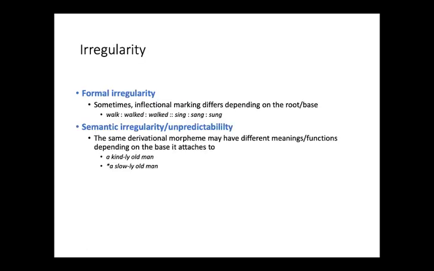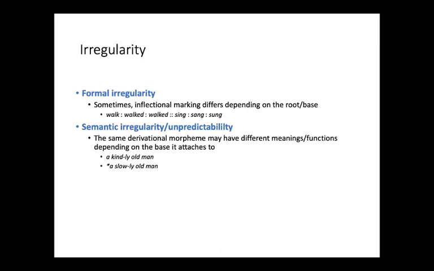So one of the problems of morphology that makes it challenging to work with is it tends to be kind of irregular. It can be irregular in form, so we have a difference. Sometimes we have verbs like walk, walked, walked. And sometimes we have verbs like sing, sang, sung. And it's hard to predict which pattern you will get. It's very annoying.